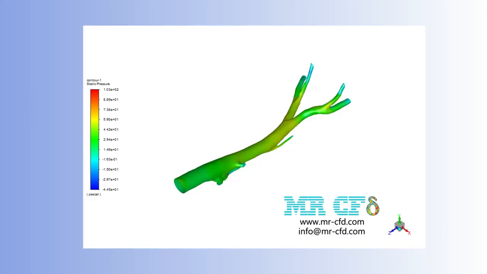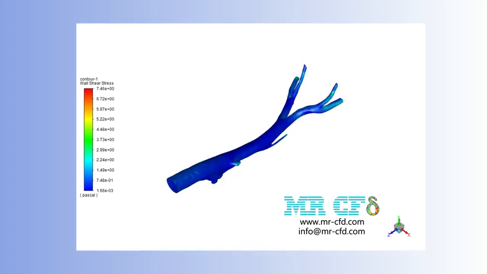Now in this slide you can see we have extracted the pressure contour over the surface of the aorta vein. And finally, in this slide you can see the wall shear stress applied over the aorta vein surface in the final time step.